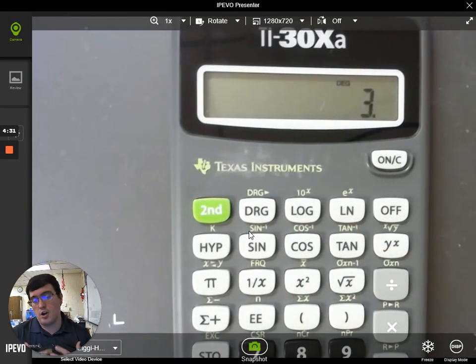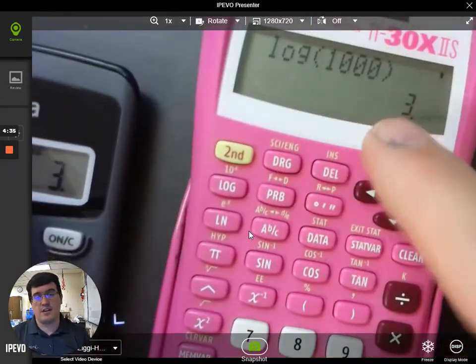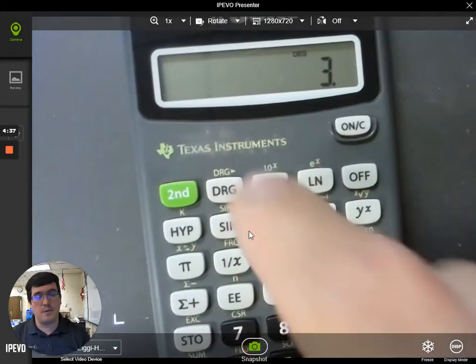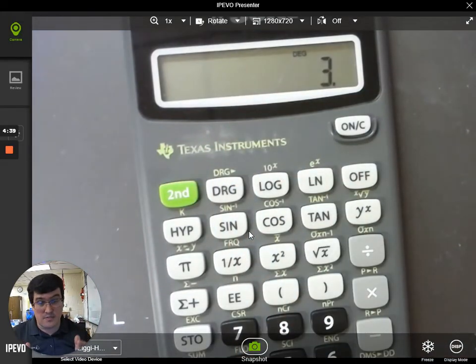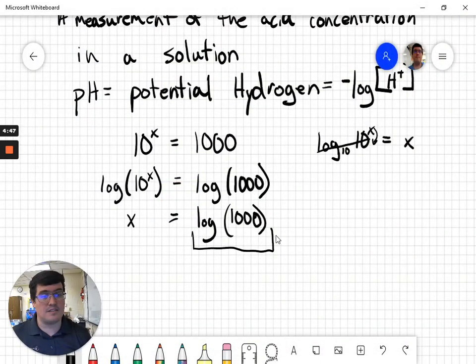So it doesn't matter which kind of calculator you're using. If you're using a graphing calculator, you're probably going to have to enter yours like this. But if you're using the simple calculator, you have to put the stuff in parentheses first, then hit your operator, then hit log. All right. So that is the answer to this. Log base 10 of 1,000 is 3. So the answer to this problem is 3.